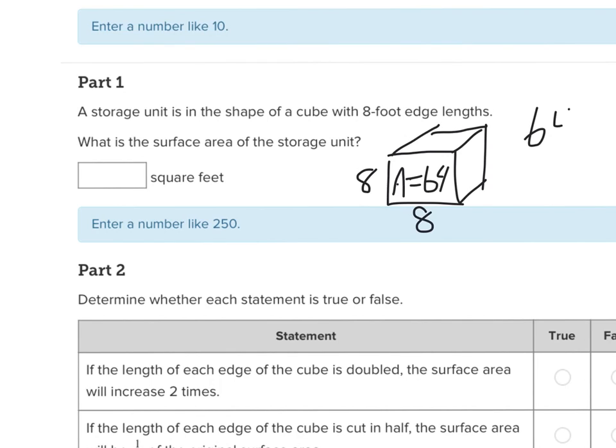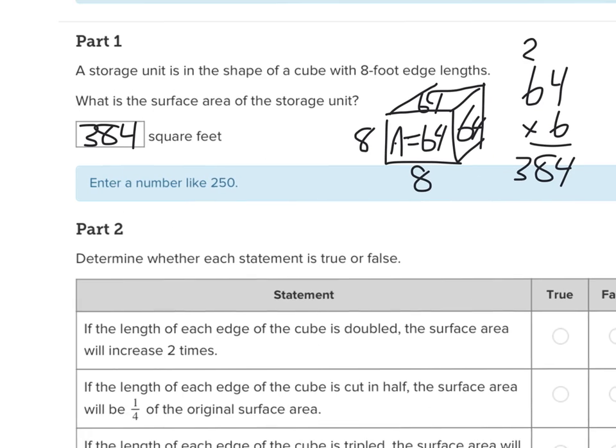So 64 times 6 is 384. 384 square feet, if you add up all the faces. 64 on each of them. Make sense? I hope so. Part 2.